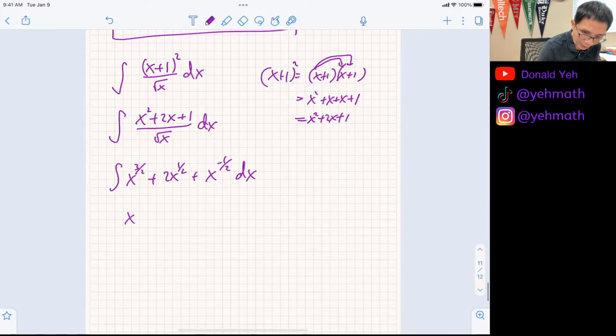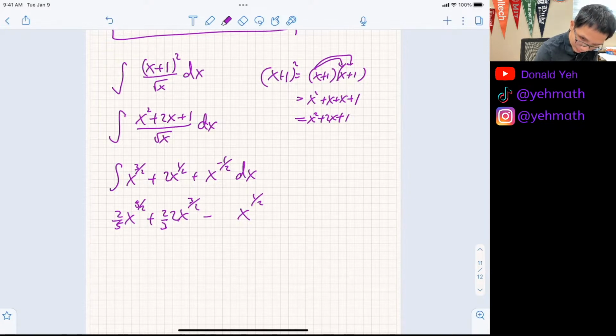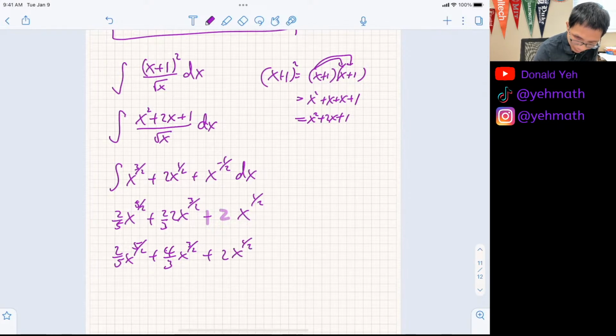So x to the 5 over 2, over 5 over 2, plus 2x to the 3 over 2, over 3 over 2, right? Plus, minus x to the 1/2. No, not minus, this one is plus. So it'll be 2 over 5, x to the 5 over 2, plus 4 over 3, x to the 3 over 2, plus 2x to the 1/2 plus c.